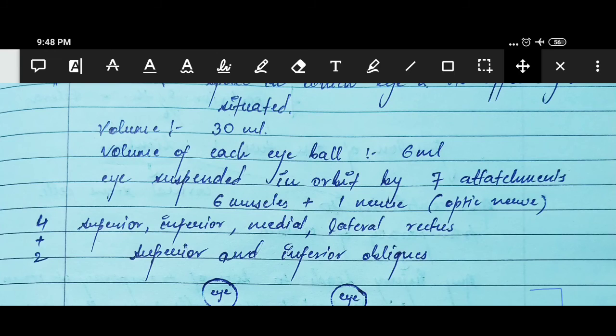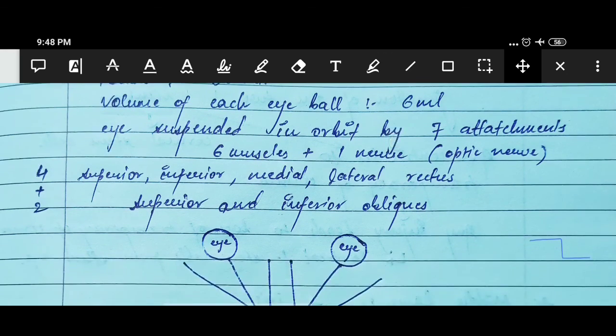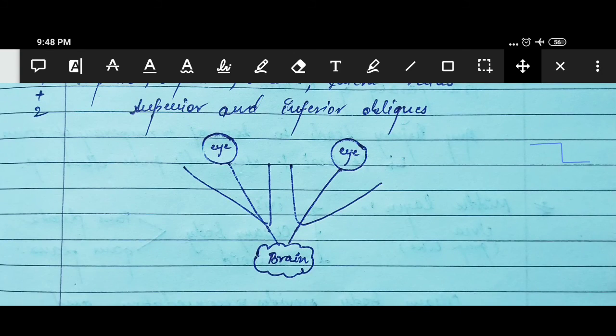The eyeball is suspended in the orbit by seven attachments, out of which six are muscles and one is a nerve. The nerve is the optic nerve, and the muscles are four recti muscles and two oblique muscles. Our four recti muscles are superior rectus, inferior rectus, medial rectus, lateral rectus, and our oblique muscles are the superior and the inferior oblique. Here is a small diagram for illustration of the orbit.